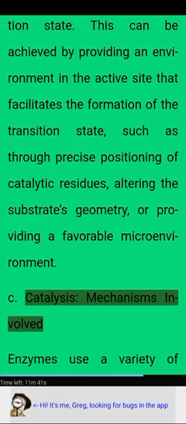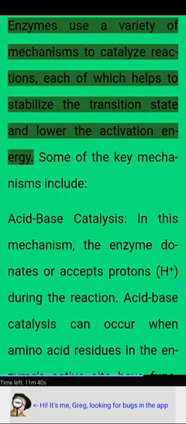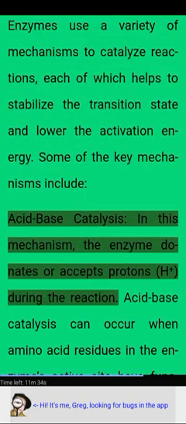C. Catalysis. Mechanisms involved. Enzymes use a variety of mechanisms to catalyze reactions, each of which helps to stabilize the transition state and lower the activation energy. Some of the key mechanisms include acid-base catalysis. In this mechanism, the enzyme donates or accepts protons (H+) during the reaction.